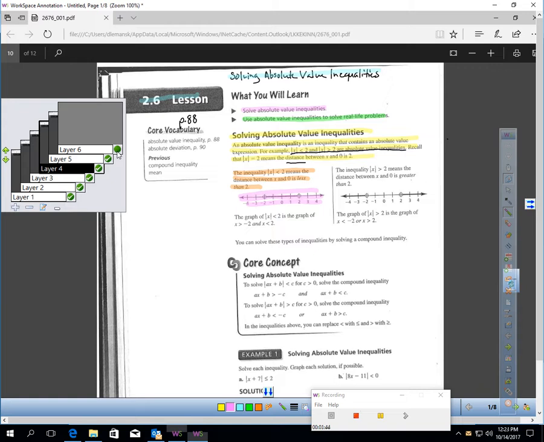And then, here's a second possibility. The inequality absolute value of x is greater than 2 means the distance between x and 0 is greater than 2. So, for example, 3 would meet that condition. Or what about -5? Isn't -5 more than 2 away from 0? Here is a picture of all the values that could meet that condition.